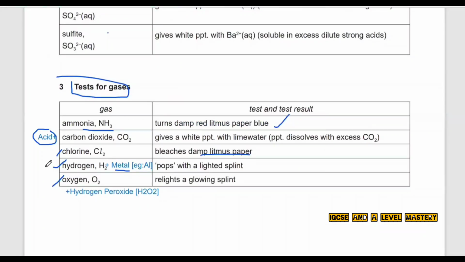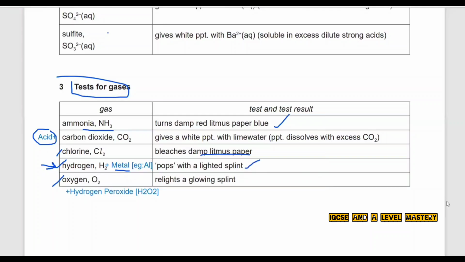Whenever we are adding a metal, you will have to test for hydrogen gas, because a metal when added to a solution produces hydrogen. So here we have to test for hydrogen gas, right? We are going to write the observation by doing the test for hydrogen. So what is the test for hydrogen?